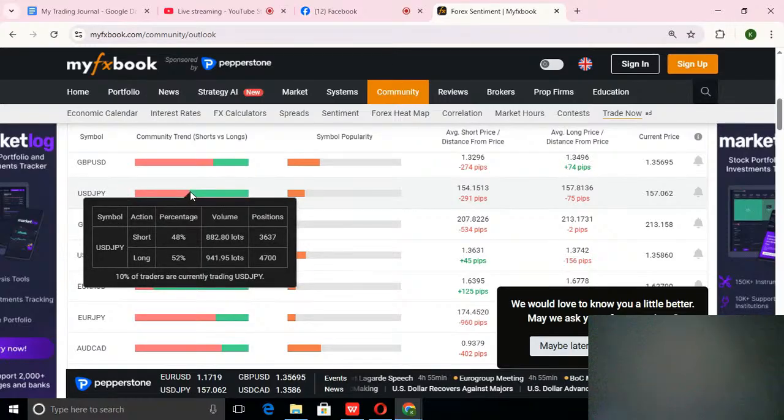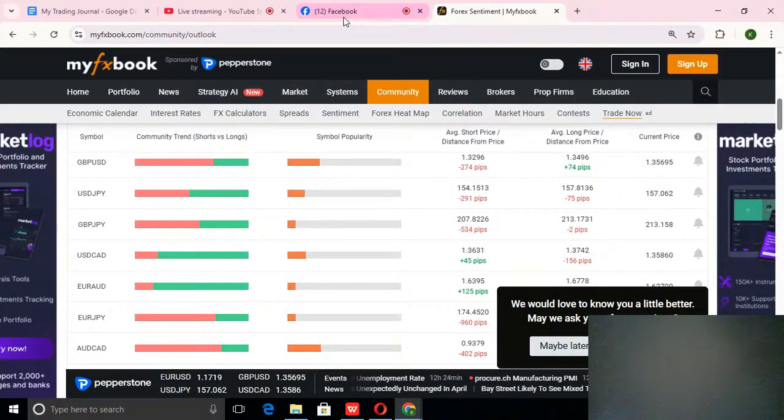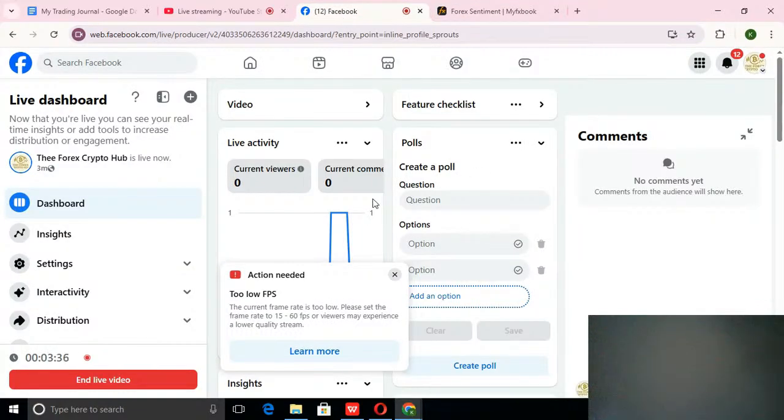We have the other pairs, all pairs are there. This one is USD JPY. For USD JPY, you can see that it's 48% for sellers, while 52% are on buys. So there's a high probability that we are going to have sells this week, because sellers in this case are the minority.